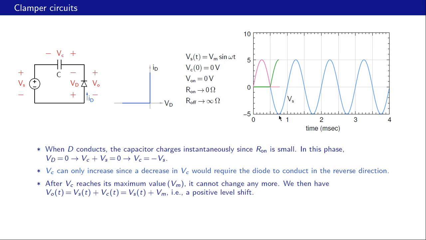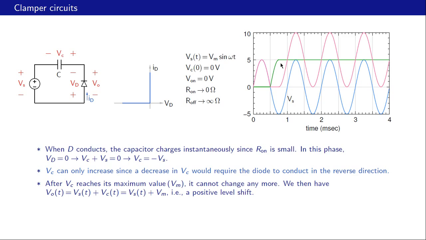So if this is minus Vm equal to minus 5 volts, the capacitor voltage is plus Vm or plus 5 volts. So now the third point, after Vc reaches its maximum value, Vm, it cannot change anymore because any change would now require the diode to conduct in the negative direction, which it cannot do. And so therefore the capacitor voltage now becomes constant, and then we have Vo of t equal to Vs of t plus Vm. Let us see that in the graph.